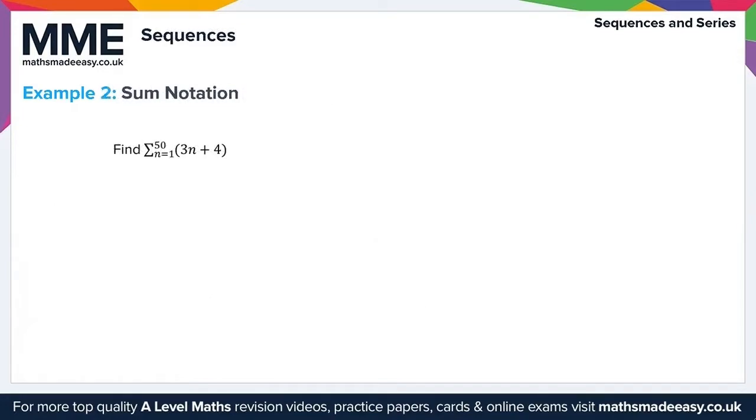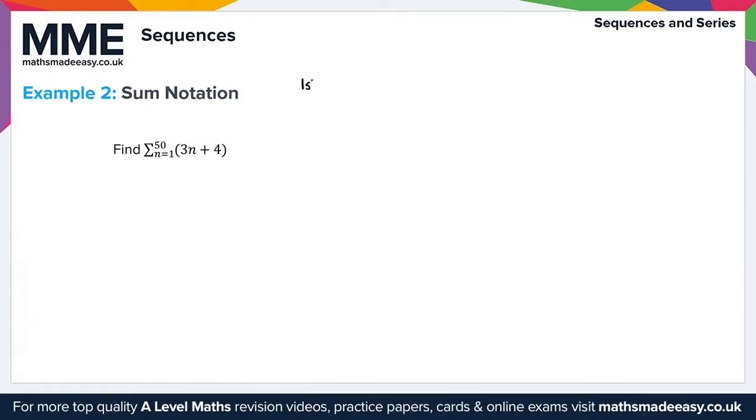Example 2 here on sequences takes a look at sum notation. So we need to be confident with this idea of sigma notation and what this represents. Like we can see, this just represents the summation of a number of different terms in this sequence. What we'll do here is just write down the first few terms just to get an idea of what's actually happening with this sequence.